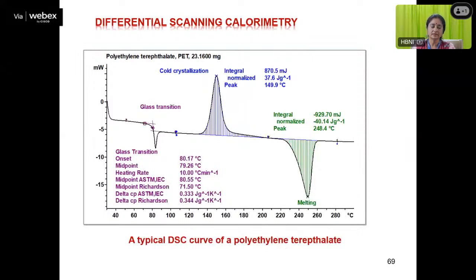So this is a typical DSC curve of polyethylene terephthalate or PET. You know, PET bottles are present, so it is a typical DSC curve.